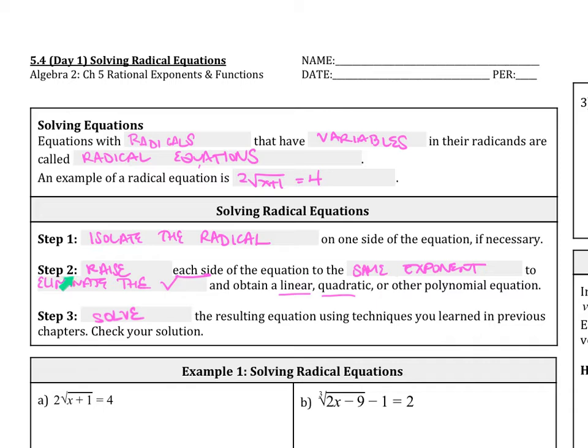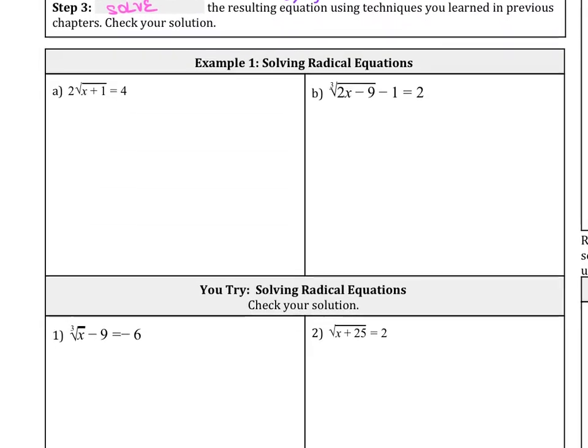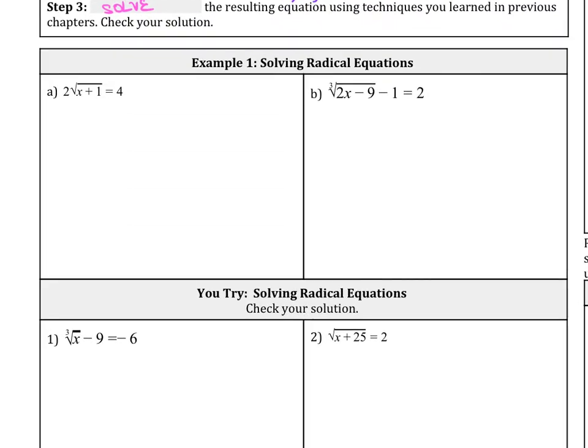if necessary. Step 2, we're going to raise each side of the equation to the same exponent to eliminate the radical, and we'll obtain a linear, quadratic, or other polynomial equation. Linear is like a single x, for example, 2x equals 5. And quadratic has the x squared. Then we're going to solve the resulting equation using techniques you learned in previous chapters, and we want to check our solution. So let's try this example here, solving radical equations.